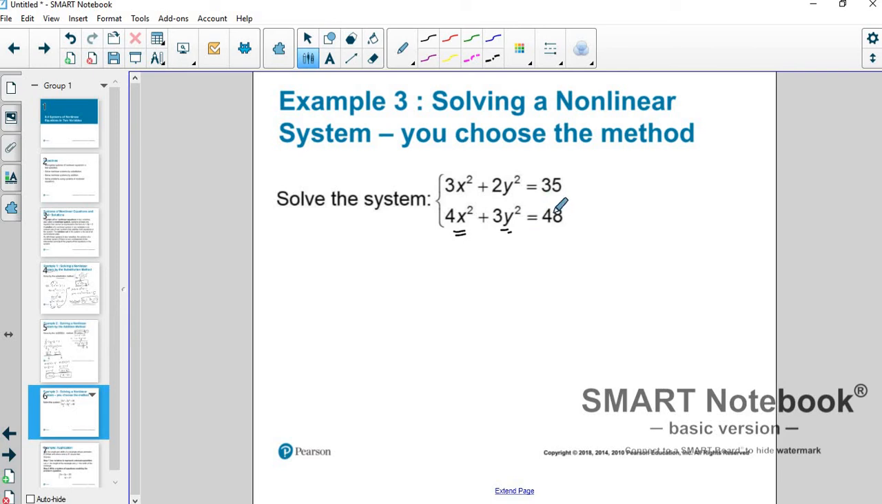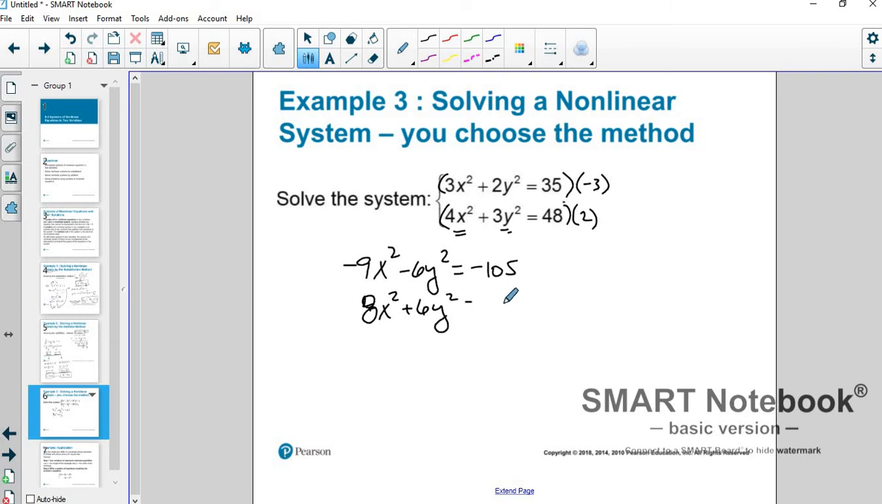Okay, but I'm going to do the addition method. I'm going to multiply the top by -3. I'm going to multiply the bottom by 2 and try to get rid of the y's. And so if we do that, I don't really have enough room over here. I think we'll come over here. We get -9x squared minus 6y squared equals -105. Use your calculator to help you with the arithmetic. You get 8x squared plus 6y squared equals 96.